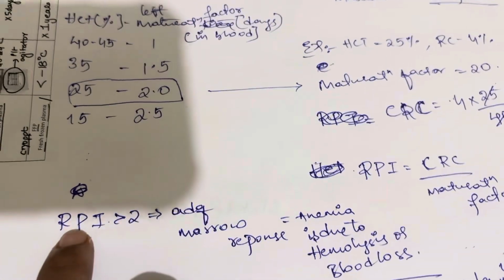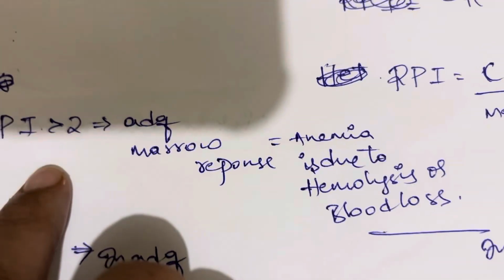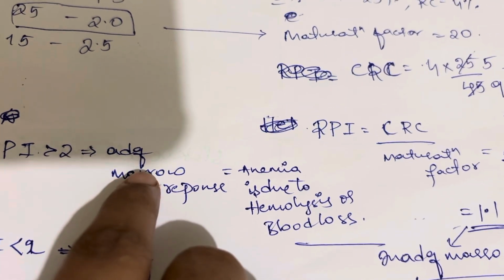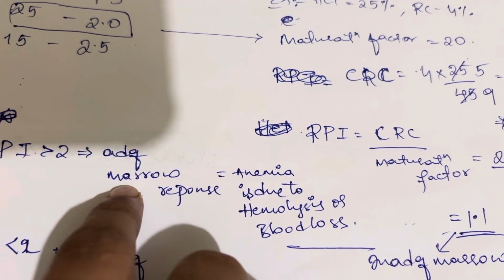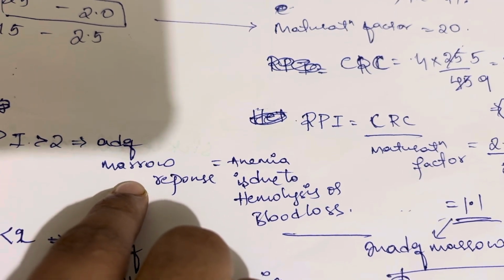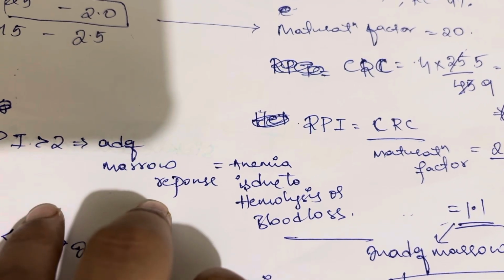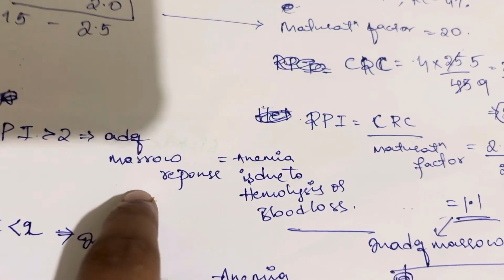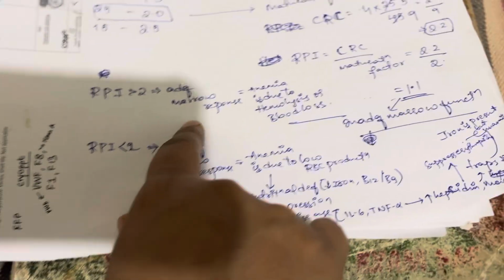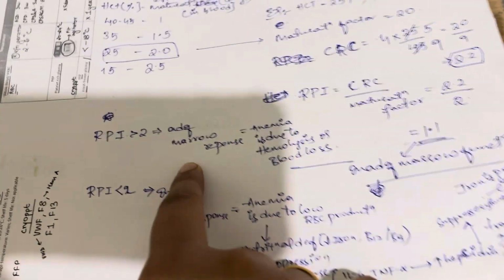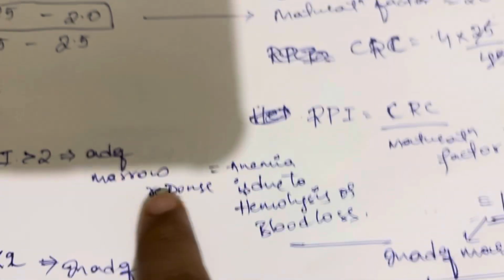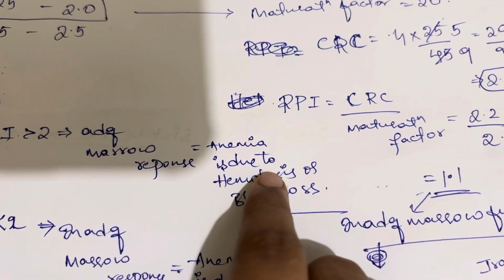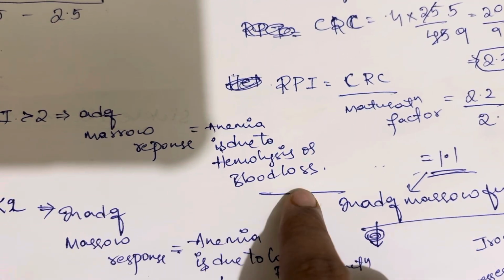If the reticulocyte production index is more than 2, that means the bone marrow is adequately compensating for the anemia. That is, the bone marrow is working well in compensating the present anemia. In that case, the anemia might be due to hemolysis or blood loss.